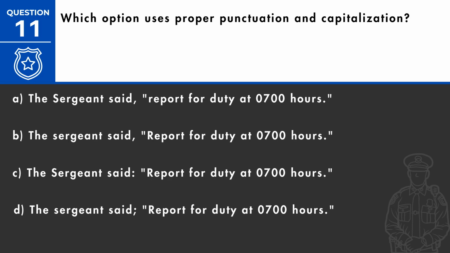Question 11. Which option uses proper punctuation and capitalization? A. The sergeant said, report for duty at 0700 hours. B. The sergeant said, report for duty at 0700 hours. C. The sergeant said, report for duty at 0700 hours. D. The sergeant said, report for duty at 0700 hours.